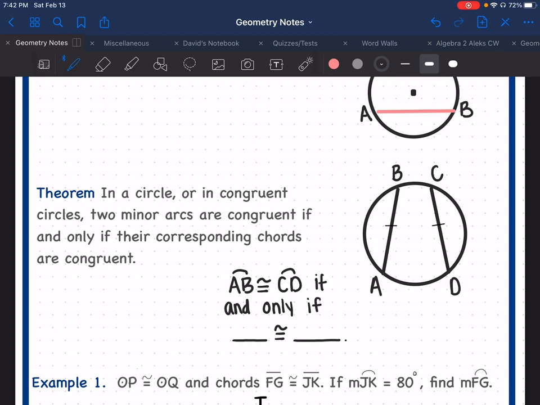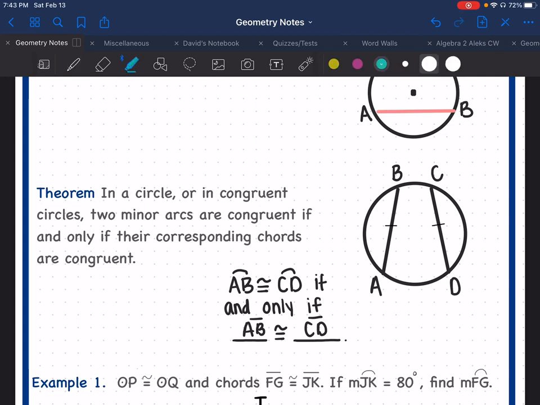In a circle or in congruent circles, 2 minor arcs are congruent if and only if their corresponding chords are congruent. So what this theorem is saying is that arc AB is equal to arc CD. That's this part right here. They are congruent if and only if AB, my chord, is congruent to CD, my other chord. Only if the chords are congruent are the arcs congruent as well.